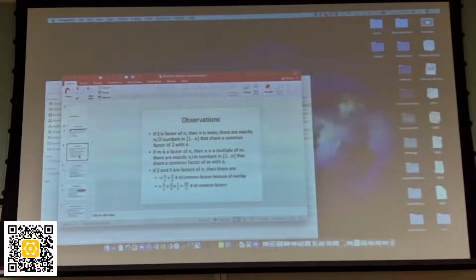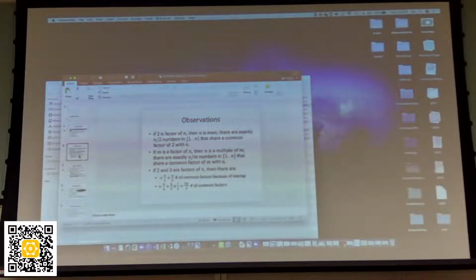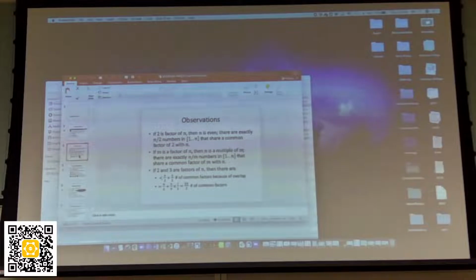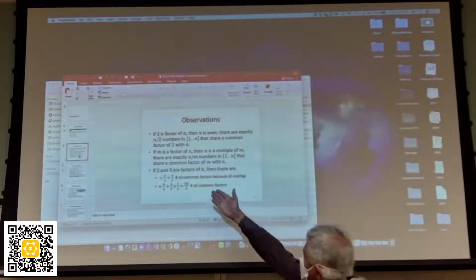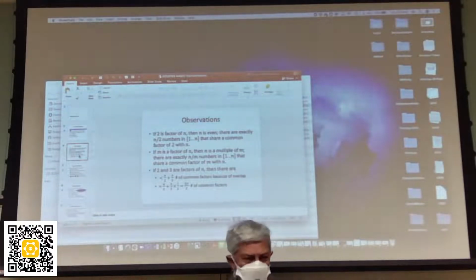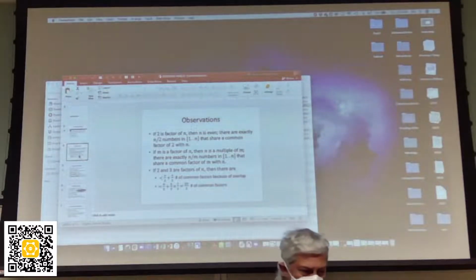What we said was that if 2 is a factor of n, we'll have n over 2 numbers that have 2 in common with this guy. So all those are going to be counted. If m is a factor, then you will have n over m such numbers that will have m in common, and so they will all get counted. So all these guys will get counted based on whether they divide n. That's one.